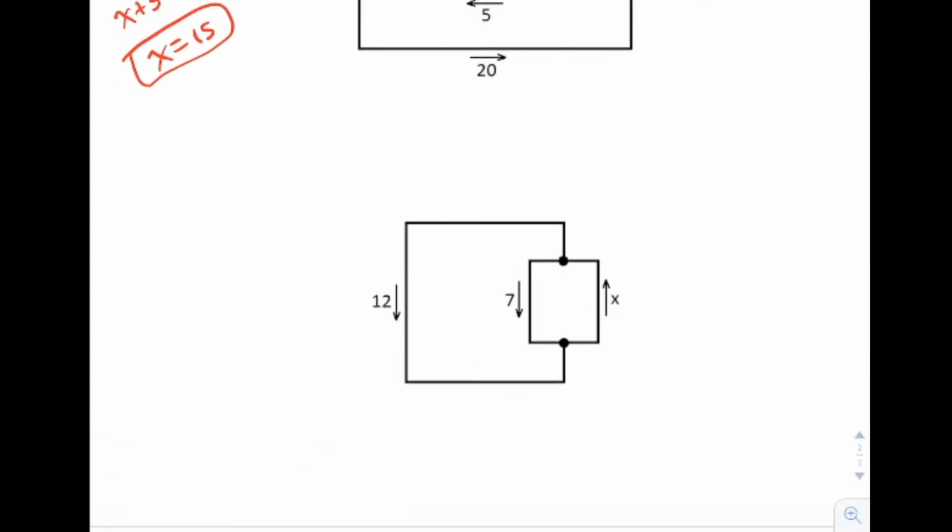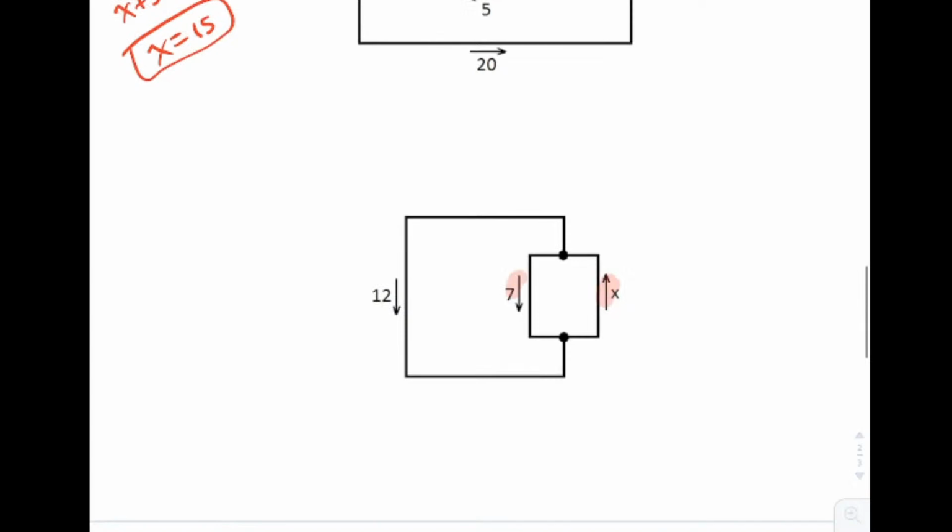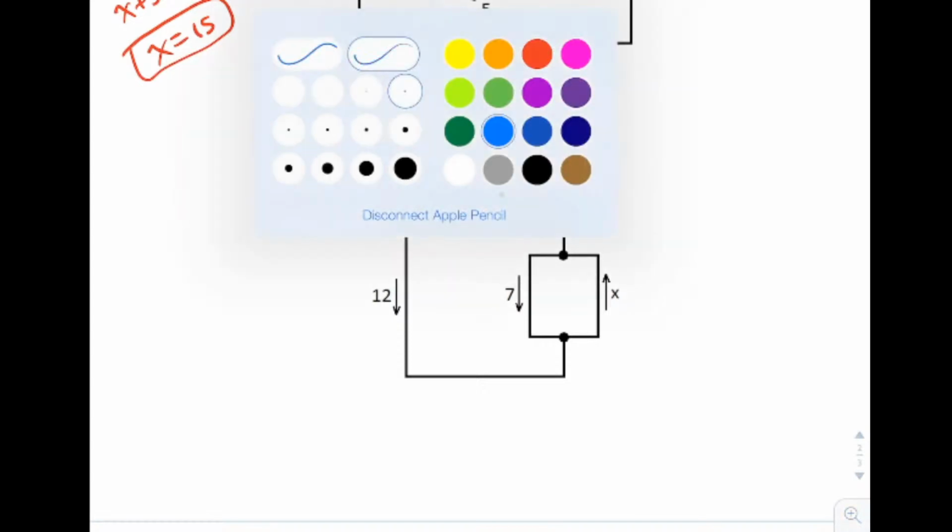Okay. I guess I can't quite do that same intuition thing because these are going in different directions. Oh well, good thing we have algebra. So what should we do? I know what I'm going to do. I'm going to get a blue pen.